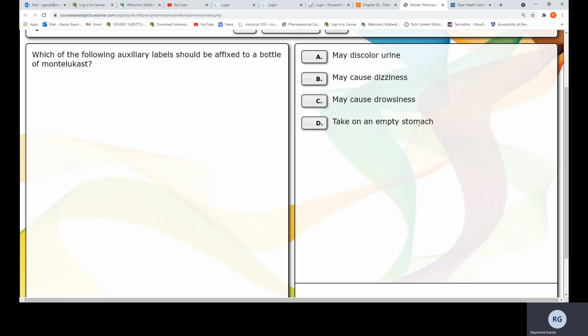Good job. B. Anybody else? B? Montelukast should be taken on an empty stomach. Yeah, okay. With 6 to 8 ounces of water. So yeah, I was wrong.